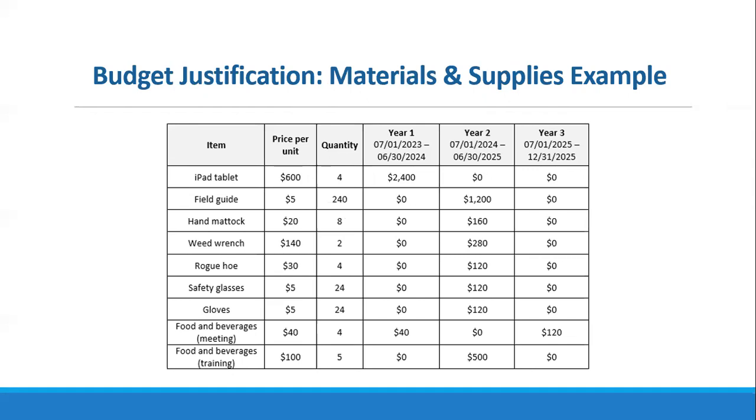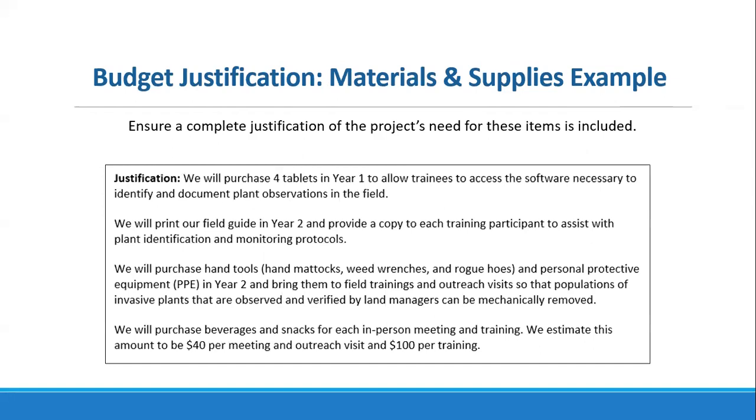Here you see things from iPads to field guides to tools to food and beverages provided at trainings and meetings, the quantity of them, and then a layout of when those costs will be incurred. And then make sure that you include a justification. There's a section to include a written justification for all the materials and supplies.